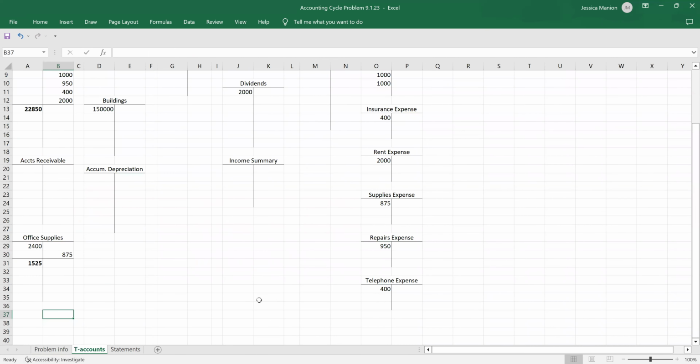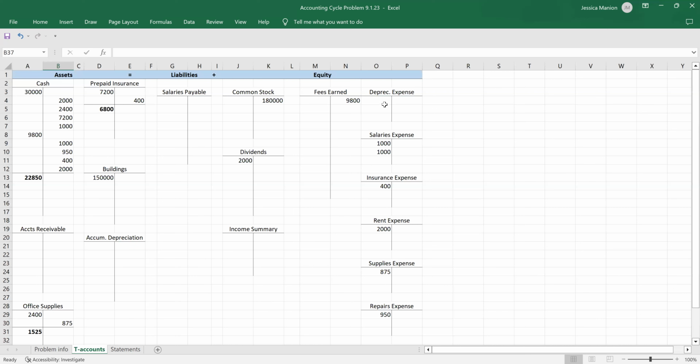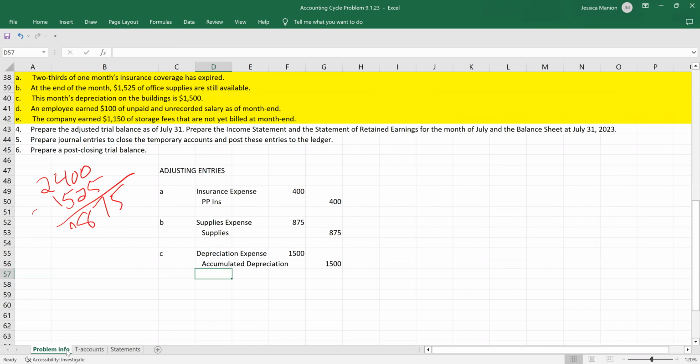So we've got a debit to depreciation expense, 1,500. And then we've got a credit to accumulated depreciation, 1,500. All right. Letter D. This one says an employee earned 100 of unpaid and unrecorded salary as of month end. Okay, so we're going to debit salary expense 100, credit salary payable 100.